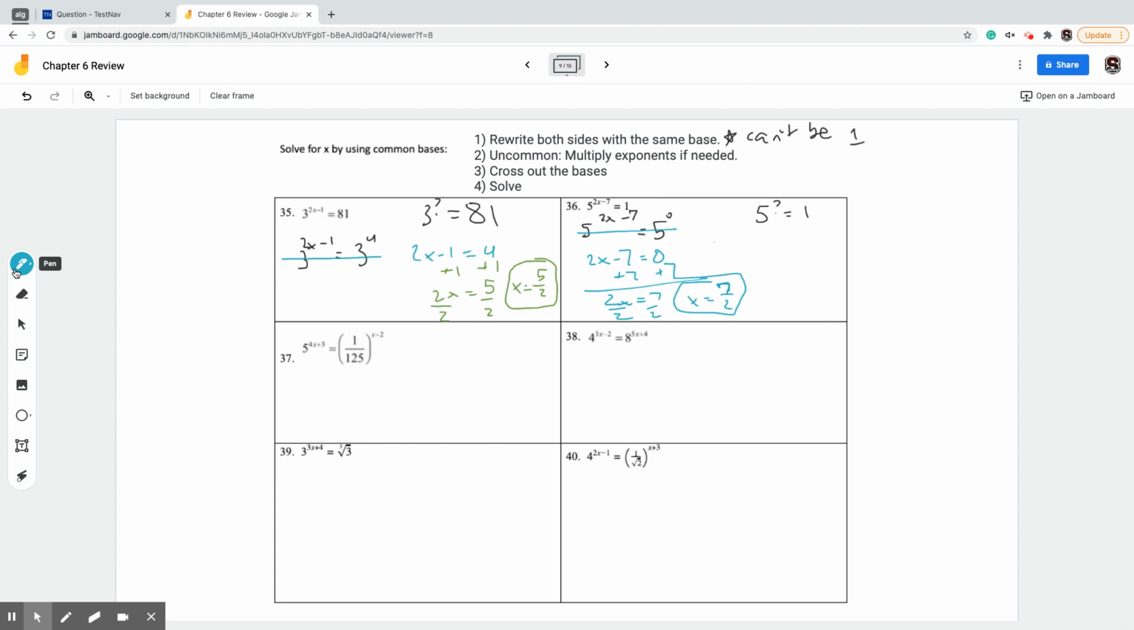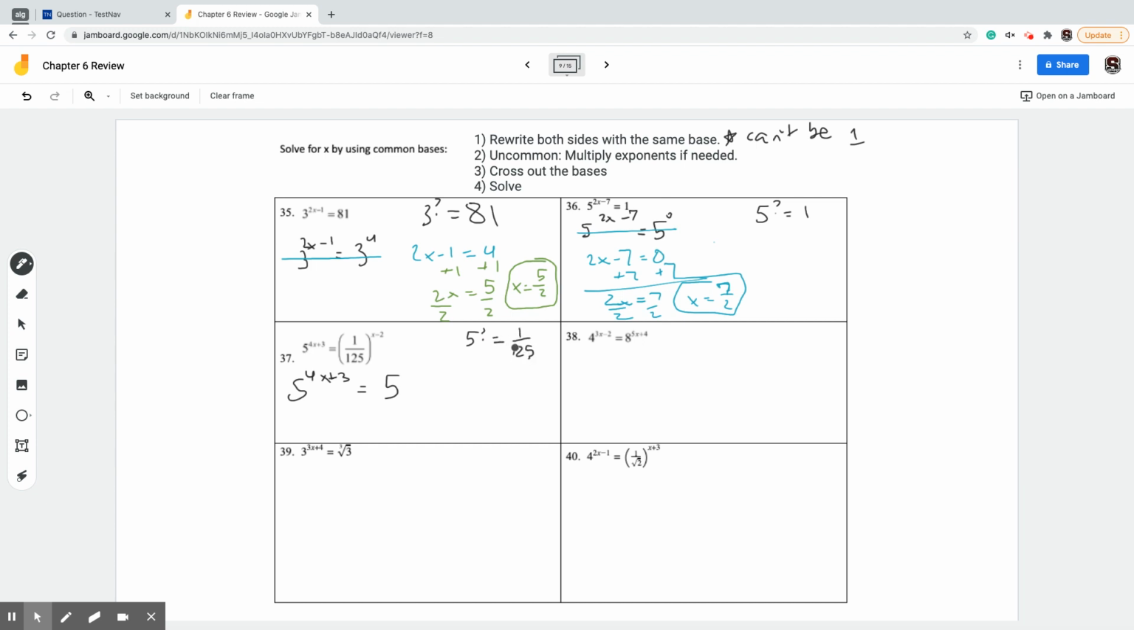Okay. Now this is number 37, where it gets a little tricky, right? I see a fraction, larger numbers. Well, again, 5 is a small enough number that I can't go any smaller. So I'm going to keep that 5 raised to 4x plus 3. Now this is where number 2 is going to get important when it gets real tricky like this. Well, I need to write this as base 5. Again, 5 raised to what gives me 1 over 125?